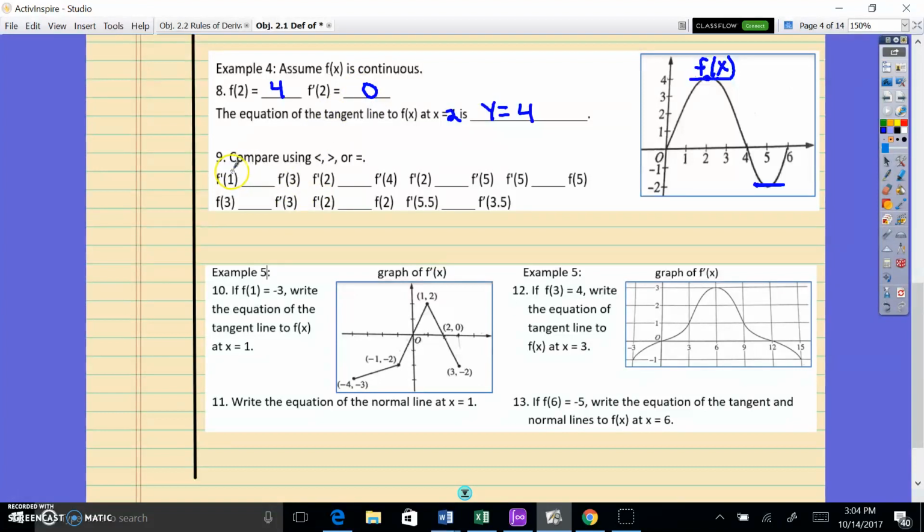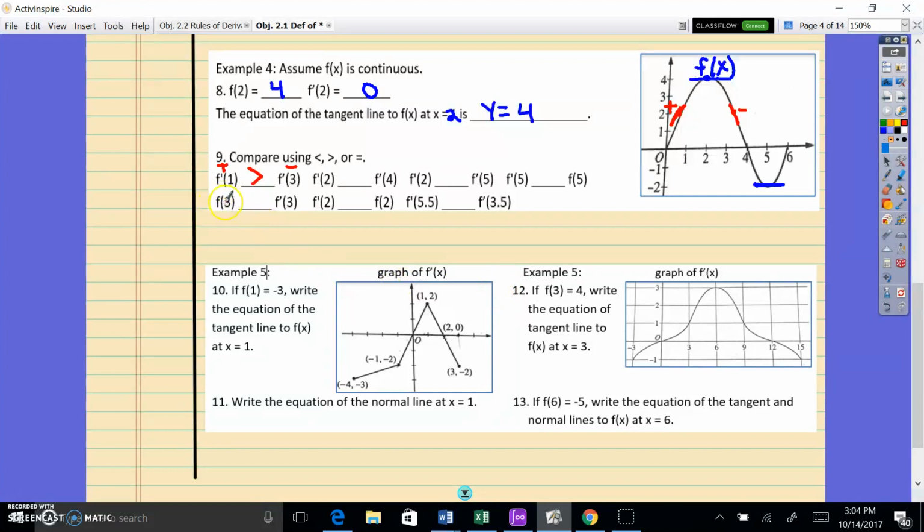It wants us to compare f prime of 1 with f prime of 3. It doesn't ask us to give the actual values, just to use less than, greater than, or equal to. If we go over to 1, that's f prime of 1. I'm not really sure what the slope is, but I do know that if I draw a tangent line, it has a positive value. And if I go to 3, again, I'm not sure what the slope is, but it has a negative value. Positive, negative, so I know this is a positive, this is a negative. Positive is bigger than negative, and I can fill in the blank that way.